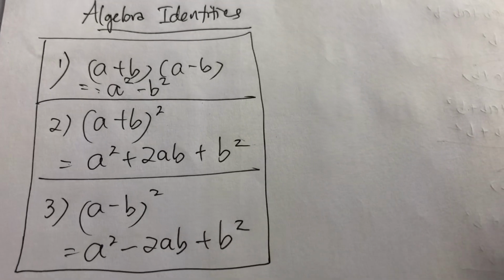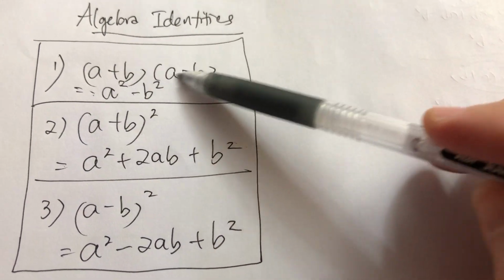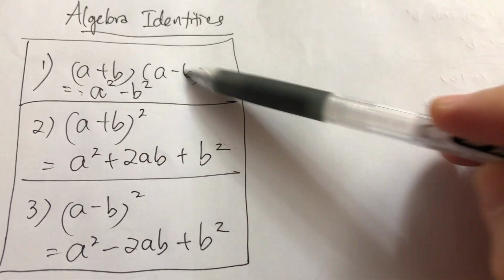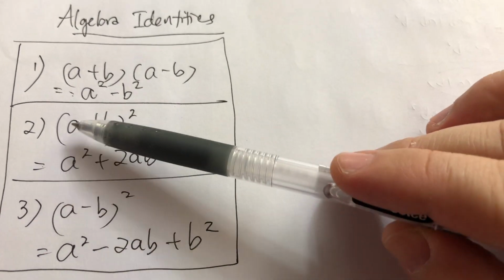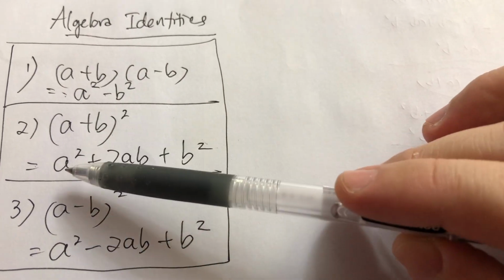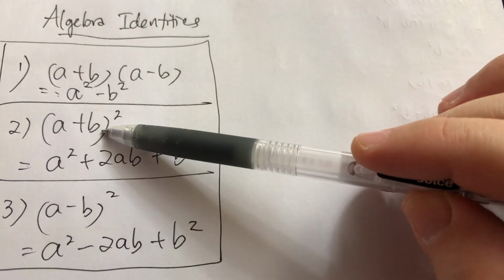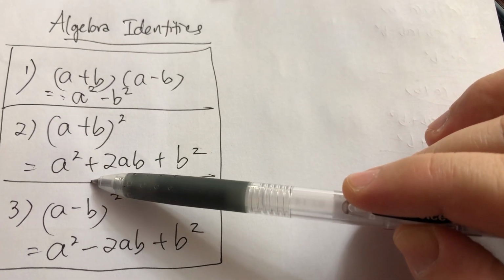Now, these are the three identities you have learned in Sec 2. The first one is (a plus b) times (a minus b) will give you a squared minus b squared. That's the first one. The second one and the third one are more or less the same. When you have (a plus b) squared, the result is a squared plus b squared, and then 2 times of these two. Okay, and because everything is positive, you put a positive here.